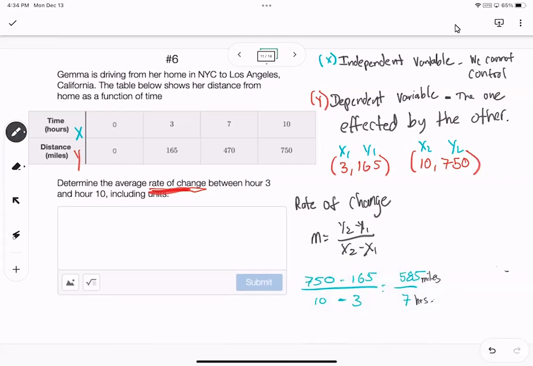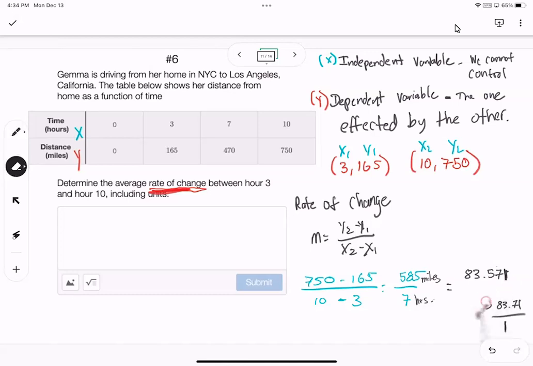So we can now divide 585 divided by 7. If we do that, we get 83.571. Now if I want to round it to the nearest hundredths, that's 2 decimal places over. That becomes 83.71 over, now we're going to put this over 1 just because we're comparing 2 rates.